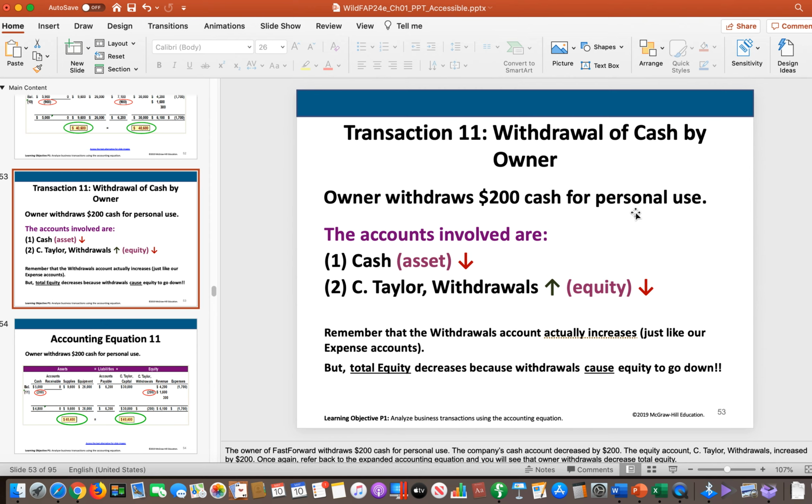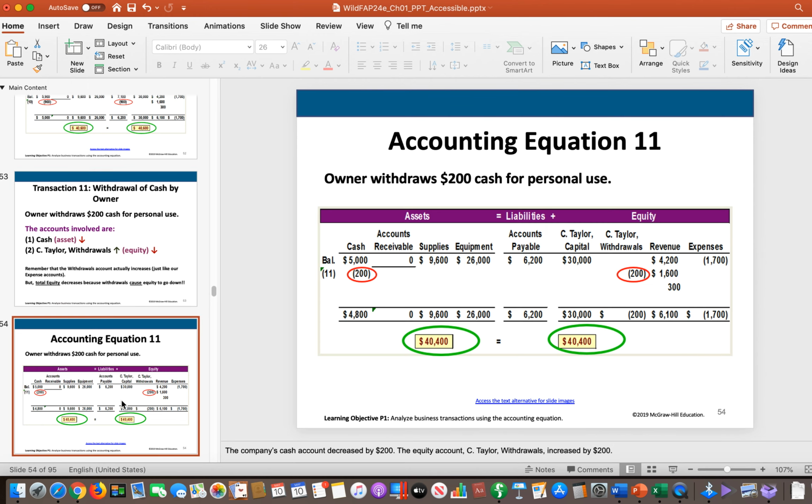Expenses also reduce equity. So let's take a look at that. Cash went down by $200 and withdrawals went up by $200, but withdrawals, like expenses, reduce equity. You need to keep this in mind. Yes, withdrawals went up, which means equity went down. Just like if expenses go up, equity goes down. Now, when revenue goes up, so does equity. So keep that in mind.